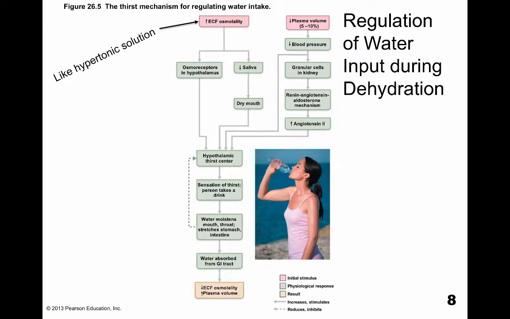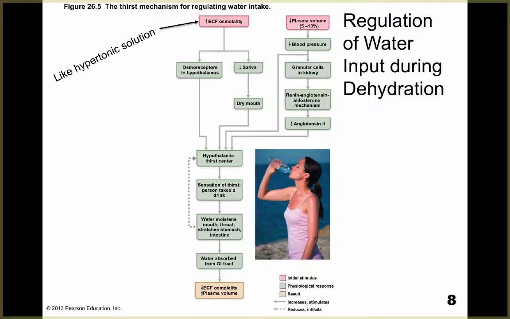So how do we regulate water input during dehydration? Basically, what happens in our body? Well, one of the first things that you'll notice is that the plasma volume can go down. If it reduces 5 to 10%, which means there's less water, there's a physiological response. The first thing is there's less water in those blood vessels, so the blood pressure is going to go down.